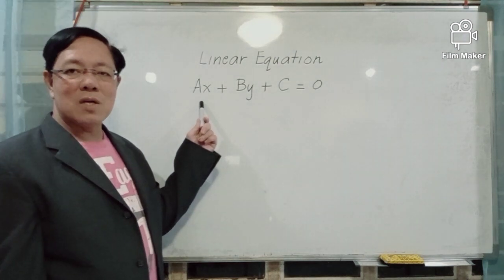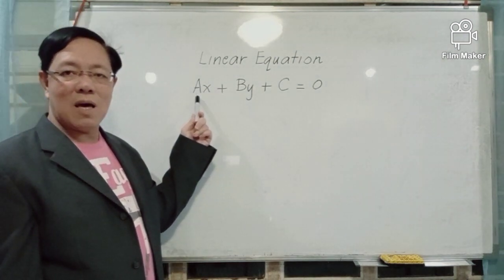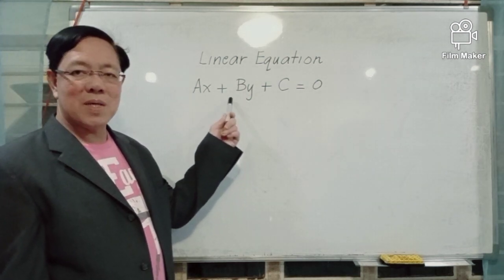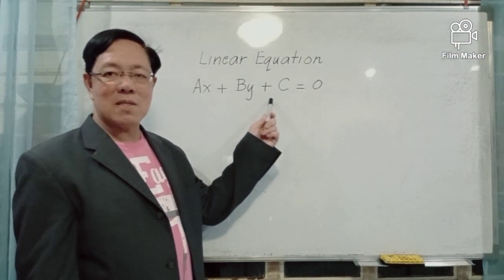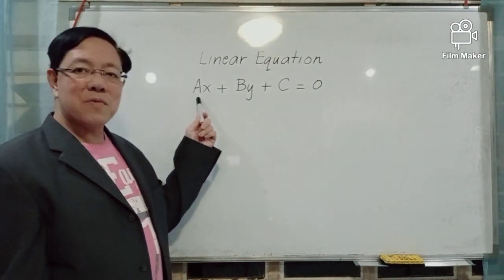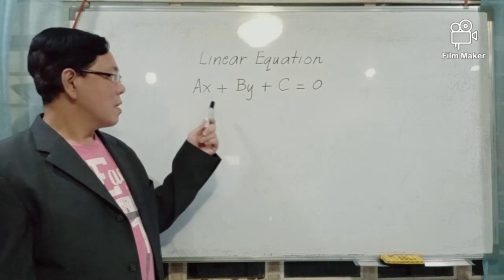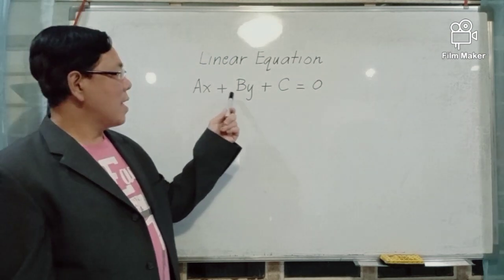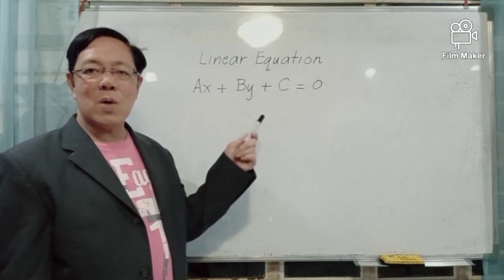In this equation, the coefficient of x is a, the coefficient of y is b, and the last term at the left-hand side is a constant term. Now, the coefficients of x and y cannot be both 0. That is, a cannot be equal to 0, and at the same time, b cannot be equal to 0.